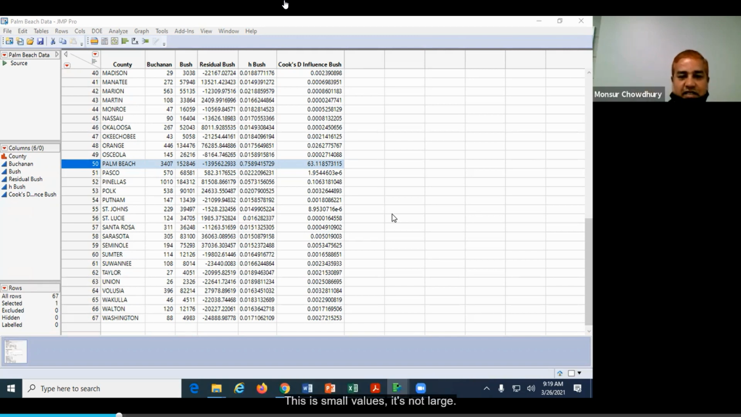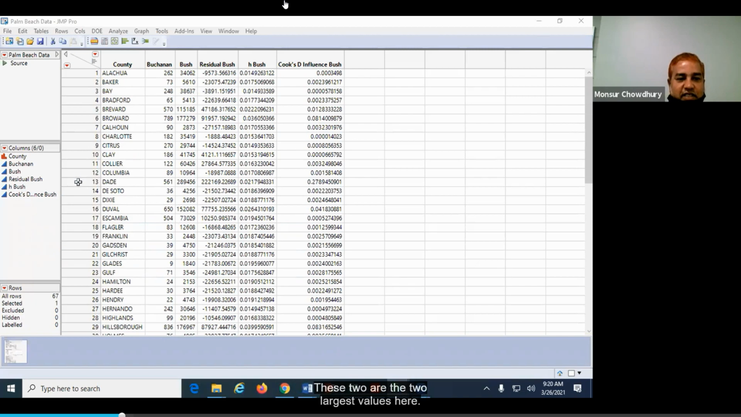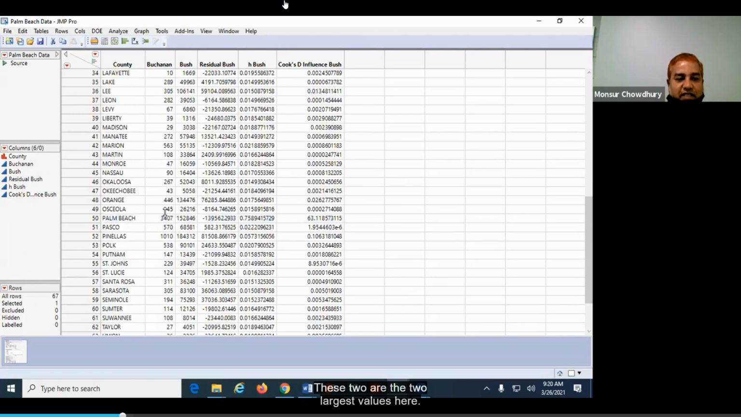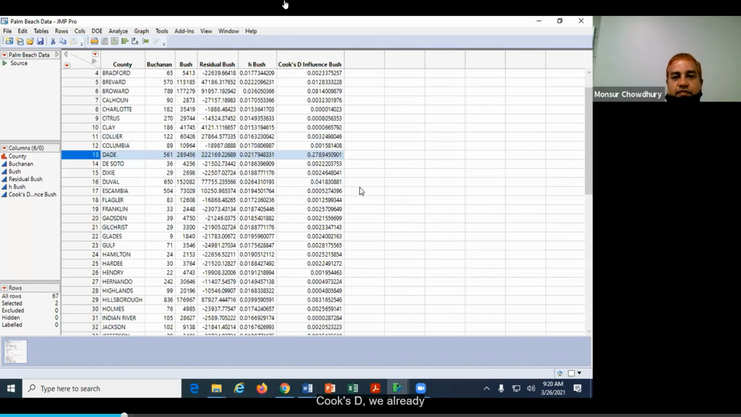It's not large. And this one is also Pasco. I misread it, because this is also very small. So the only large value for the Cook's D is the Palm Beach one. And the second largest one, we can see, is Dade County here. So these two are the largest values here for Cook's D.